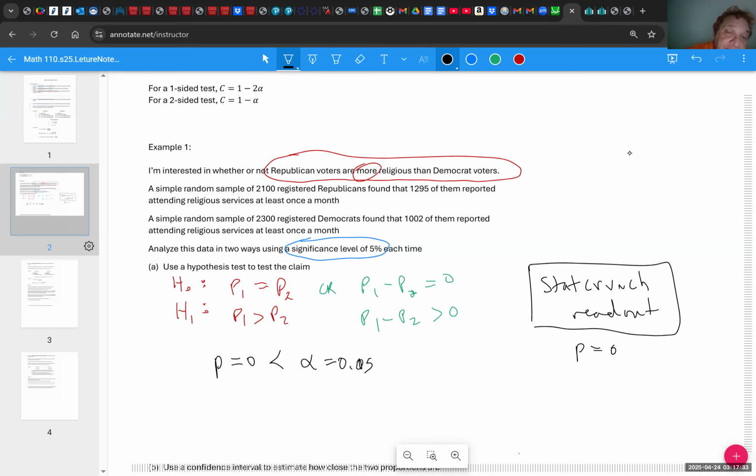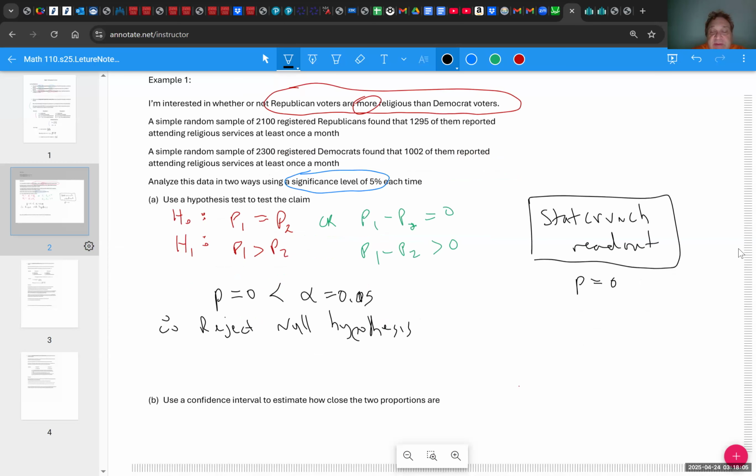So we conclude, therefore, we reject the null hypothesis. So what does that mean for us? If we reject the null hypothesis, that tells me that we now have enough evidence to support the fact that there are more Republican voters than Democrat voters who attend religious services at least once a month. I don't know if we can generally say that means they're more religious, but definitely in terms of reporting that they attended religious services once a month, the hypothesis test supports that.